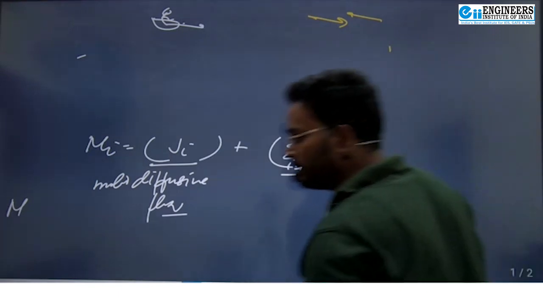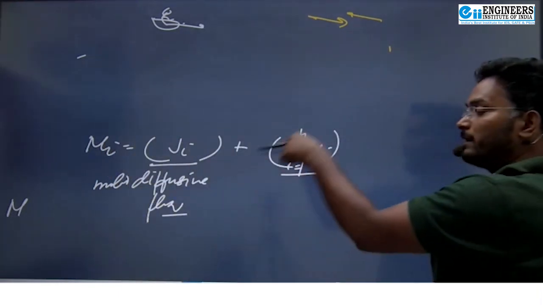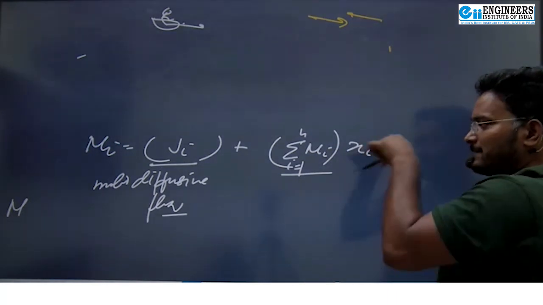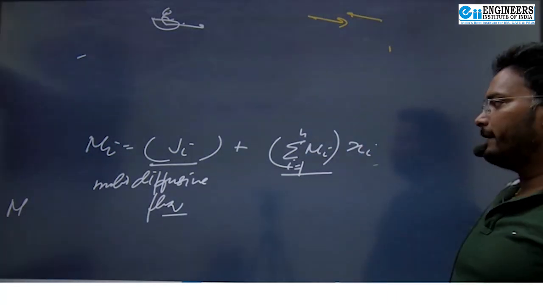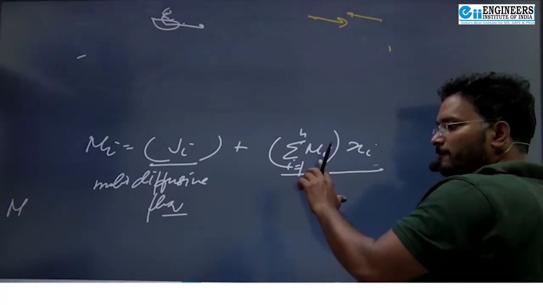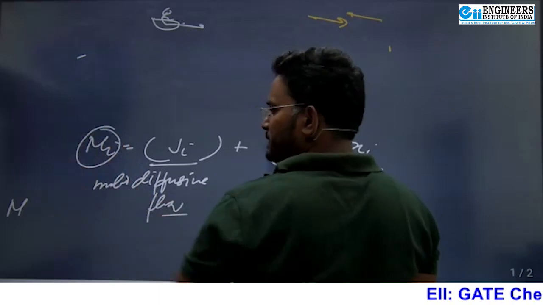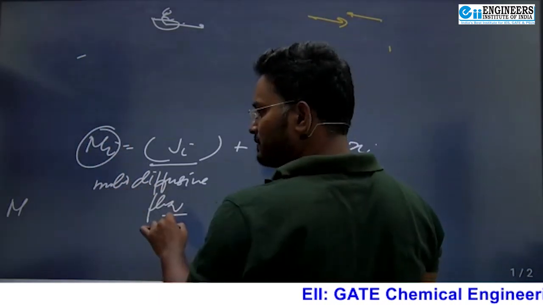Total bulk flow. Anyone? Yes, we should multiply with the corresponding mole fraction. That is called either Xi or Yi: if liquid phase, then Xi; gas phase, then Yi. Then you can find the flux of species i due to the bulk flow contribution. Now, please write down: total flux of species i is equal to the molar diffusive flux.